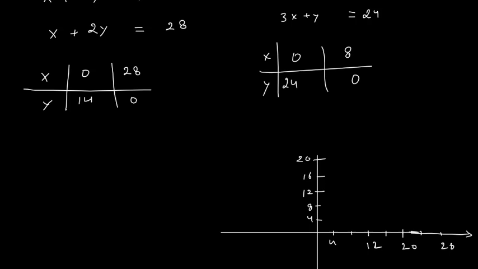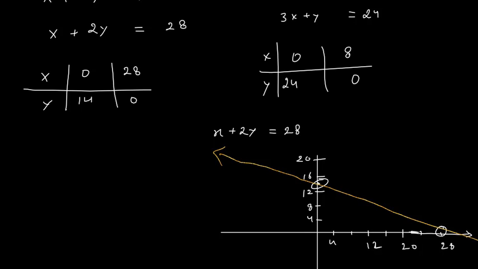Now 0, 14, along x 0, along y 14, I will see this point. It will be between 12 and 16, so somewhere here, this is the point. 28, 0, this is the point. So let us join them. So this is something like this. This is x plus 2y is equal to 28. Now we have another line, 3x plus y equals 24.